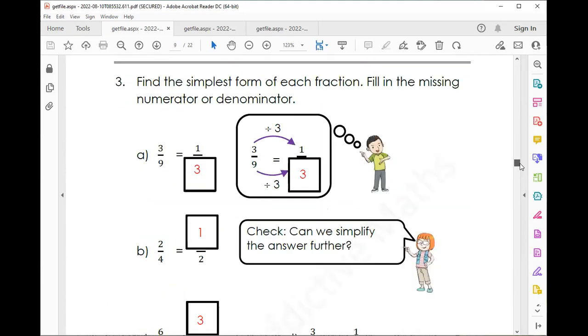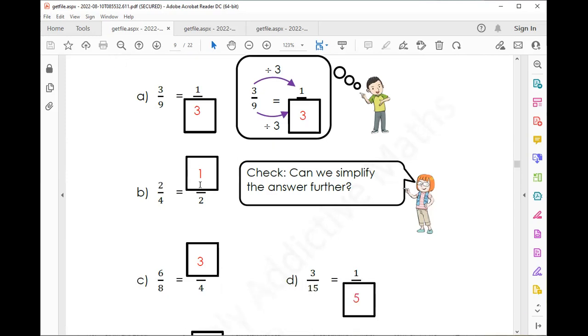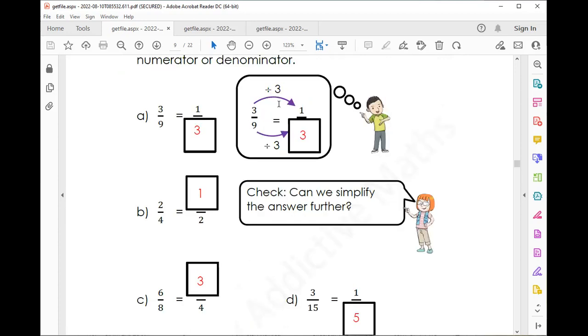The only ones that I think they might still have some challenges, I think the multiplication part is easy, but perhaps get them to do, for example, question 3, the simplest form of each fraction, in which they have to divide. So get them to write out the actual working: 3 divided by 3 equals 1, 9 divided by 3 equals 3. Get them to draw something like this when you see here.